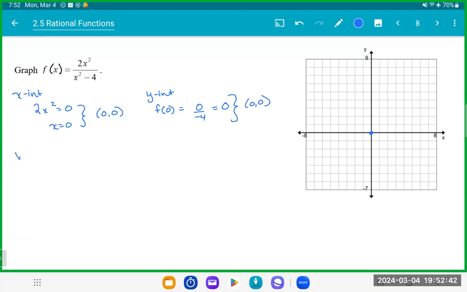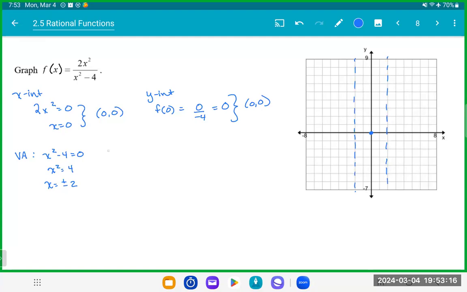Our vertical asymptotes, remember that's where our denominator is equal to 0. So x squared minus 4 equals 0. That gives me x squared equals 4. Take the square root of both sides, and I get that x is equal to plus or minus 2. So I would come over here. Here's -2. Put in that asymptote. +2. I'm going to put in that asymptote. Okay.